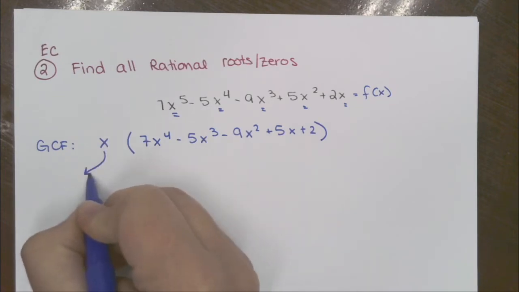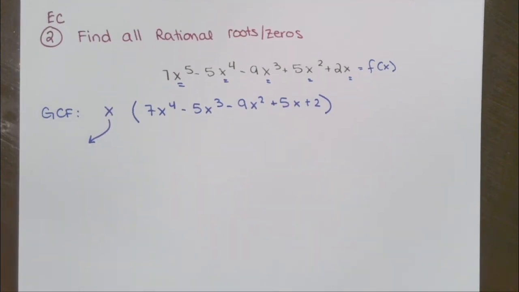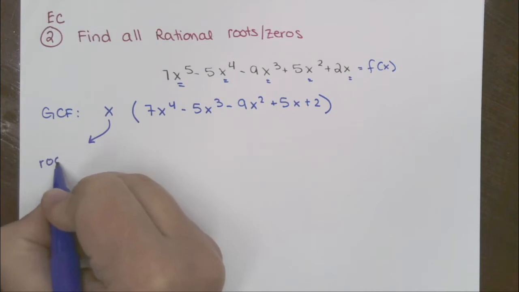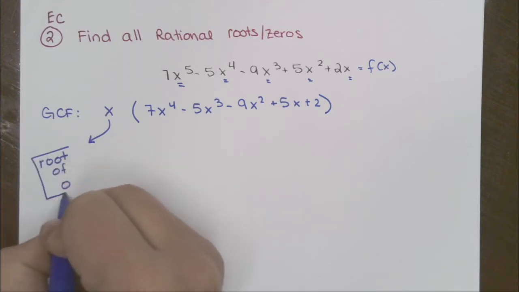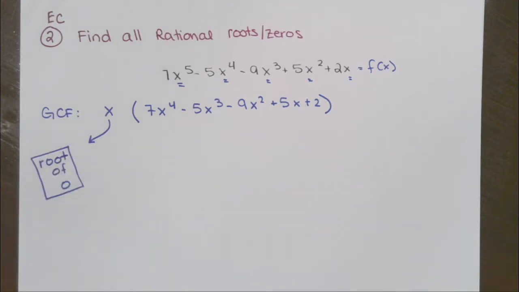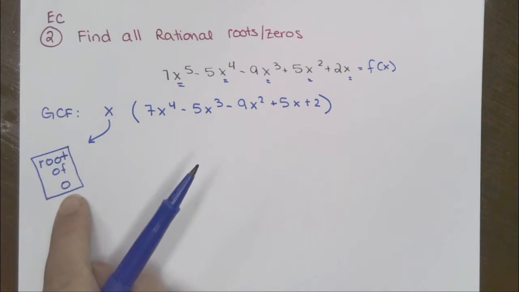Because you have an x out in front, this is your root of 0. It's like it's in a secret bubble. So when you go all the way at the end to see what your roots are, this right here should be a root of 0.